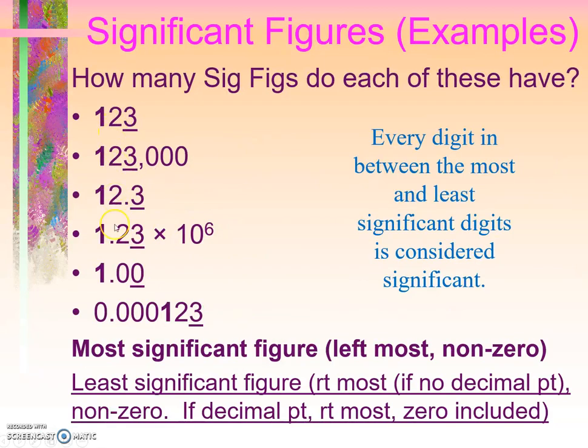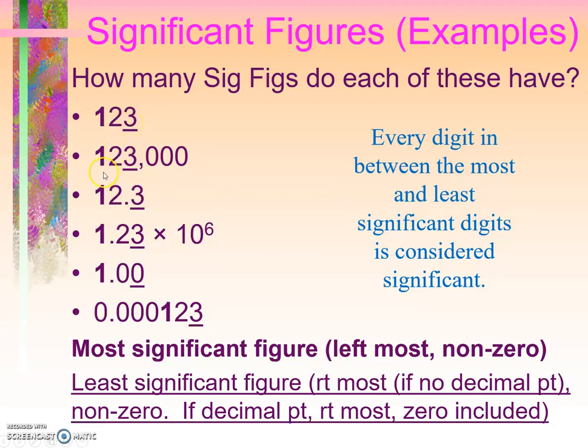So if we look at just this little short example here, the question is, how many significant figures do each of these have? So if I look at this first number here, 123, the leftmost digit is the most significant, and that's a 1. Then I look all the way to the right. Now this number does not have a decimal point, so the rightmost digit, which is not a 0, is the 3. So this number, 123, has 3 significant figures.